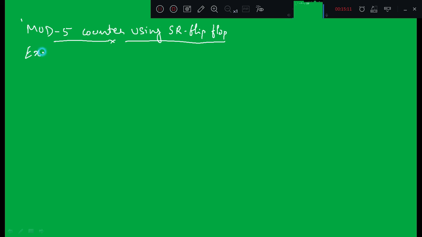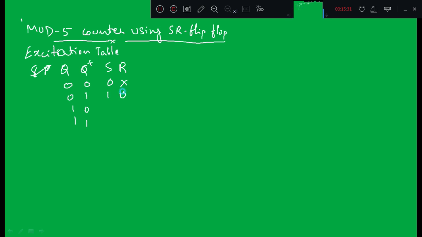First again I will write the excitation table. We will write the excitation table of SR first: Q, Q plus, S R, 0 0 0 don't care, 0 1 1 0, 1 0 0 1, 1 1 don't care 0, right? So now please don't try to memorize this excitation table, because you will get confused, right?